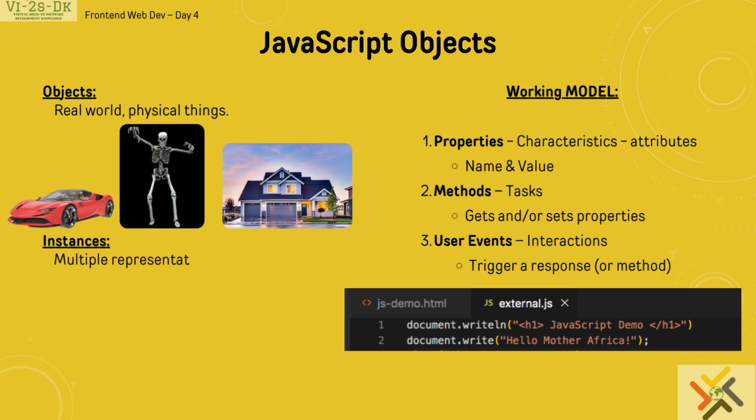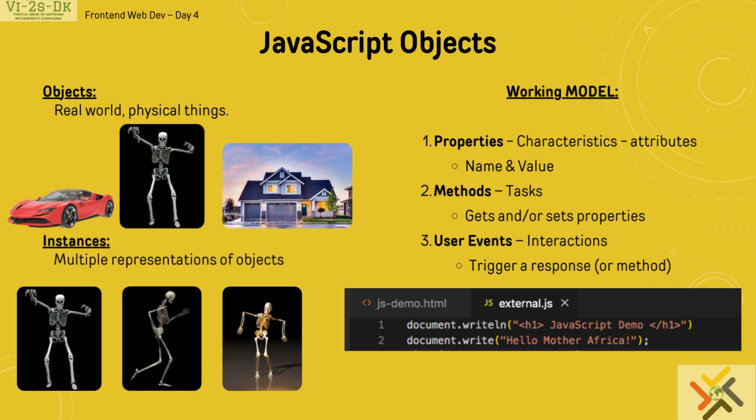JavaScript objects actually represent real-world physical things, just like the elements in the DOM, the document object model. We can have multiple instances of these objects. One could be static, another could be moving, the other is dancing. All of these objects have properties, also known as attributes or characteristics. Each of the properties has a name and a value. For instance, a car could be red, the house could be a story building with 10 rooms, and so on and so forth. Each of these objects also has methods.